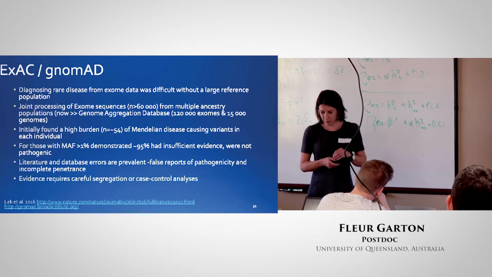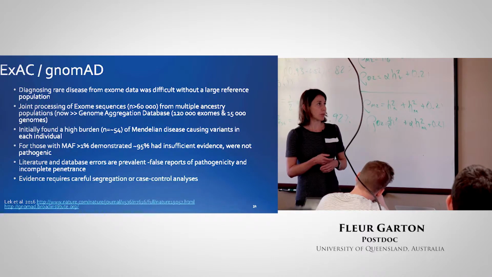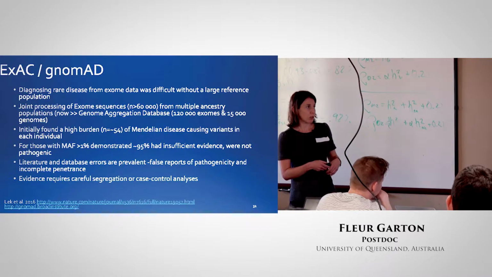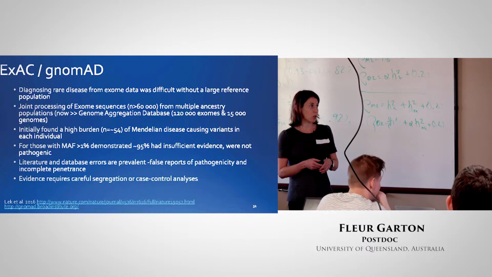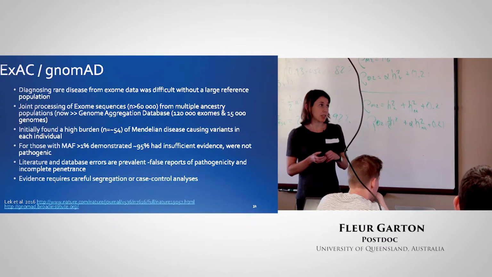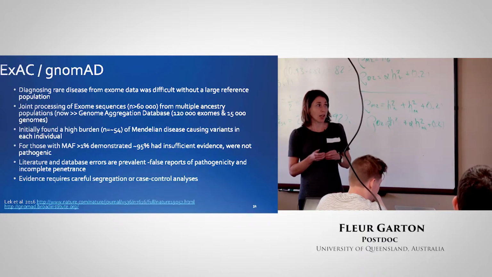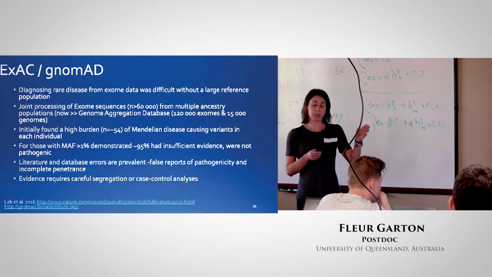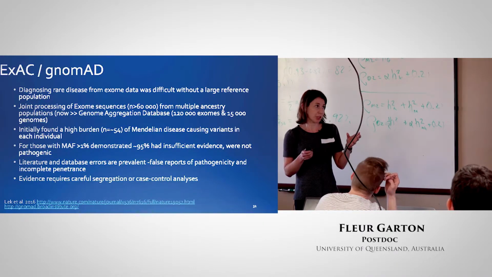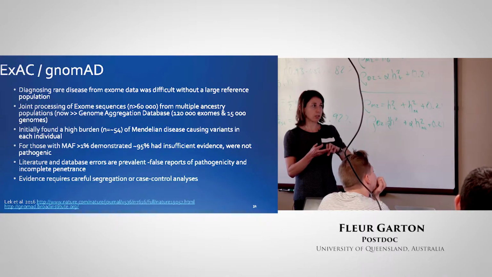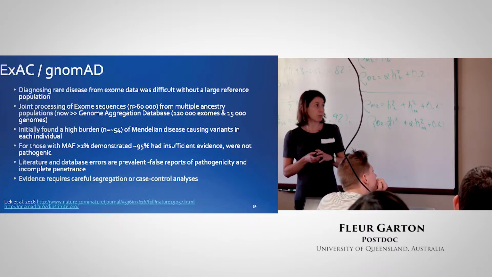And I think the paper that best highlighted this was from Daniel MacArthur and Monkol Lek, who were part of the Exome Aggregation Consortium. They were very interested in diagnosing rare Mendelian diseases from exome data. They were using exome data because it specifically looks at the protein coding regions of the genome. And even though they were using parents and a child, in a lot of cases, they found it was very difficult without a large reference set.